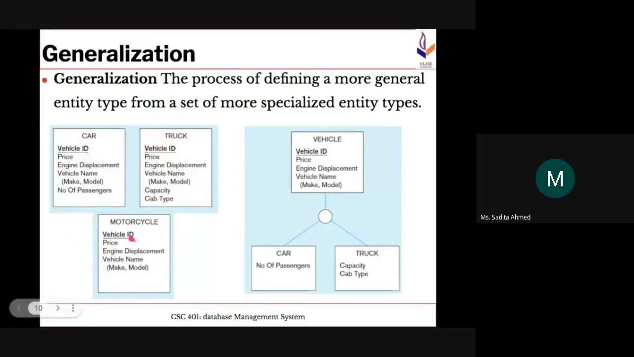কার, ট্রাক, মোটরসাইকেল তিনটাই হচ্ছে গিয়ে individual আলাদা তিনটা entity আছে. Generic কোন entity type এখানে নাই. There is no generic entity type. In the process of generalization, what we do is, if there are entities which are specialized but share some common attributes, we simply take the common attributes out. Simply common attribute গুলো বের করে এনে একটা generic entity type এর আন্ডারে বসিয়ে দিব.